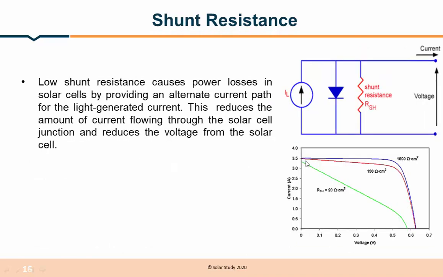Let's see the shunt resistance. What will happen with shunt resistance? This is nothing but the reverse case. When shunt resistance decreases, here the shunt resistance is increasing means the value of resistance will decrease. Like here there is a shunt resistance of 1000 ohm per centimeter square, while as it increases, the value decreases to 20 ohm per centimeter square. At that time the short circuit current starts decreasing, so the slope of this short circuit current will decrease.